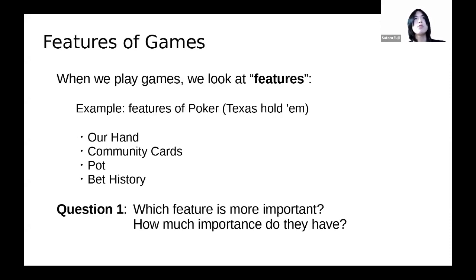When we play games, we look at features. For example, when we play poker, or Texas Hold'em to be precise, one feature might be our hand, one might be the community cards publicly shown in the center, or it might be the amount of money in the pot, the money you get when you win. Or bet history might also come in handy to estimate the hands of other players. Maybe they're bluffing, though. The question here is, which feature is more important, or how much importance do they have?